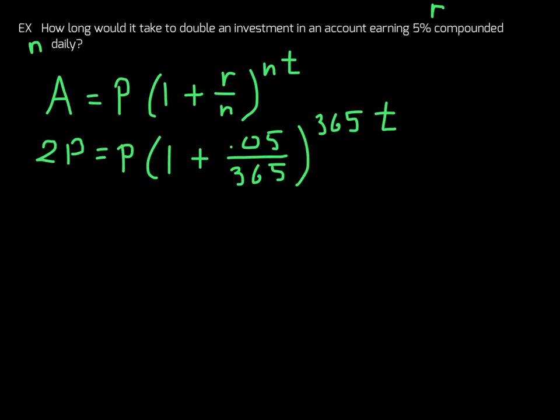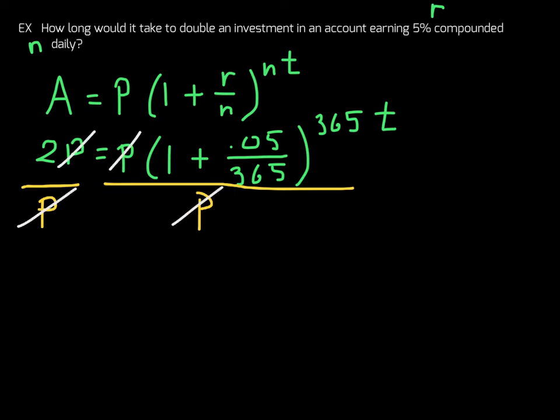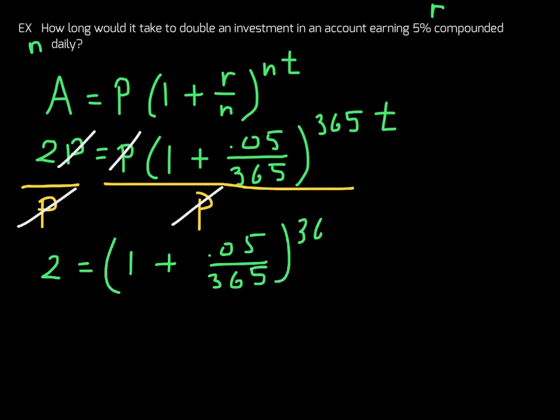This is an exponential equation, really, because your variable is up here. It's an exponent. So you and I are going to have to figure out a way to isolate T, to solve for T. One thing I suggest to do in the very beginning is to divide both sides by P. If you divide both sides by P, notice that this P divides out with that P, and all you're left with is 2 is equal to 1 plus 0.05 over 365, and all of this raised to the power of 365 times T.